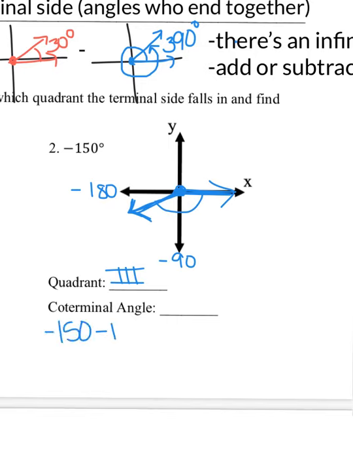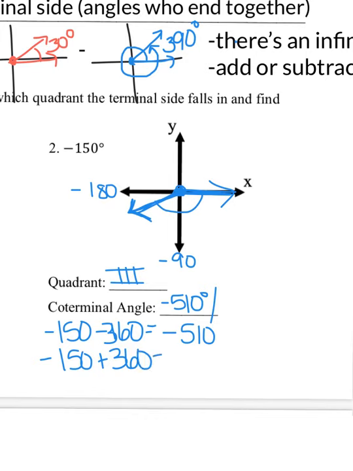One coterminal angle, again, you're only going to have to do one on your homework, is if I do negative 150 minus 360. Negative 150 minus 360 would be negative 510. So negative 510 degrees ends in the same spot. Another coterminal angle would be if I did negative 150 plus 360, and that would be 210 degrees.